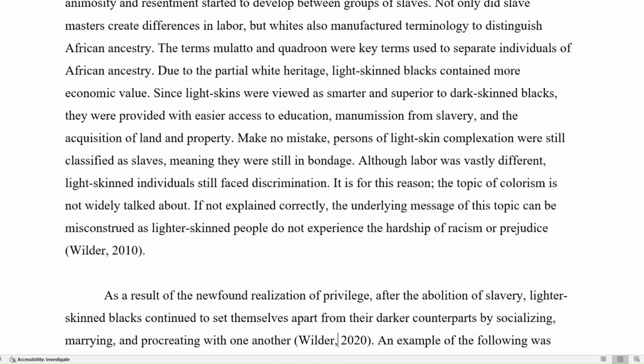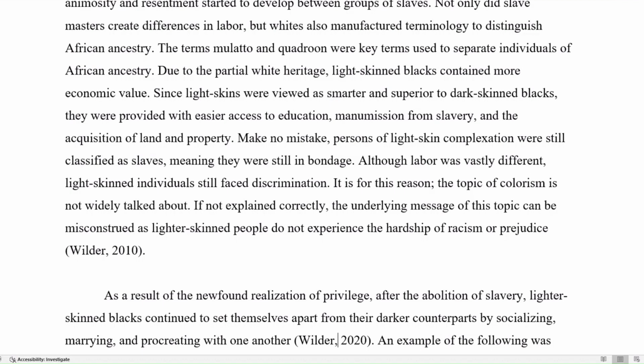Make no mistake, persons of light skin complexions were still classified as slaves, meaning they were still in bondage. Although labor was vastly different, light skinned individuals still faced discrimination. It is for this reason the topic of colorism is not widely talked about. If not explained correctly, the underlying message of this topic can be misconstrued as lighter skinned people do not experience the hardship of racism or prejudice.